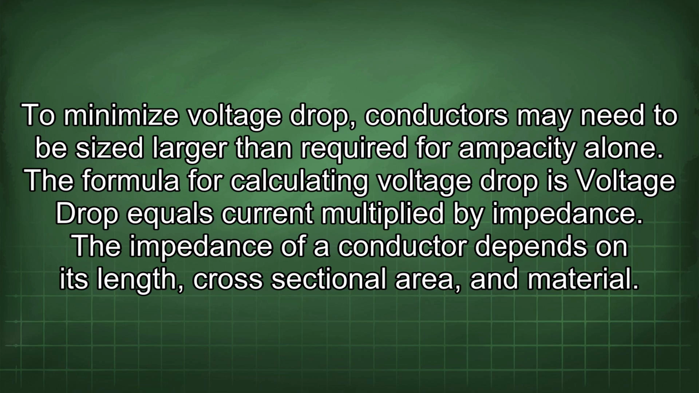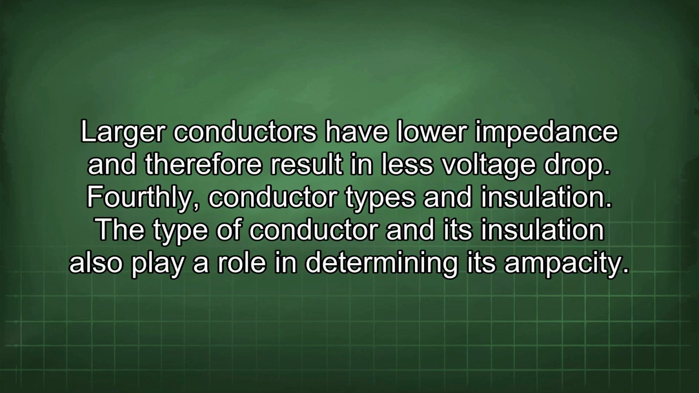The formula for calculating voltage drop is voltage drop equals current multiplied by impedance. The impedance of a conductor depends on its length, cross-sectional area, and material. Larger conductors have lower impedance and therefore result in less voltage drop. Fourthly, conductor types and insulation.